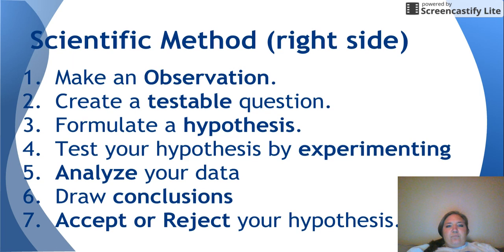So let's start by talking about what is the scientific method. The first step to the scientific method, which is a process, is to make an observation. The second step would be to create a testable question, and we're going to talk more about that this week. The third step would be to formulate a hypothesis. And then in the fourth step, we're going to test your hypothesis by experimenting.